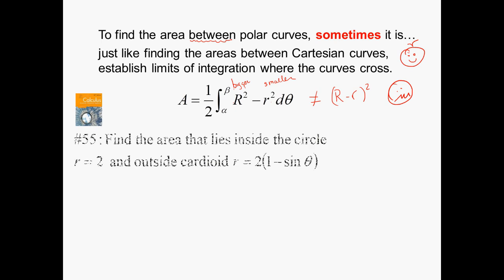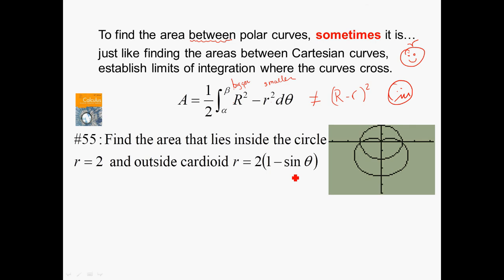So this next problem is in your book. It's number 55. And it asks me to find the area that lies inside the circle with a radius of 2. That means the center is at the origin. And outside this cardioid. So this cardioid is going to be longer in the vertical direction and down. So when I graph these, you need to be able to tell which one is which. So here's my circle. There's the circle with the center at 0, 0 and a radius of 2.